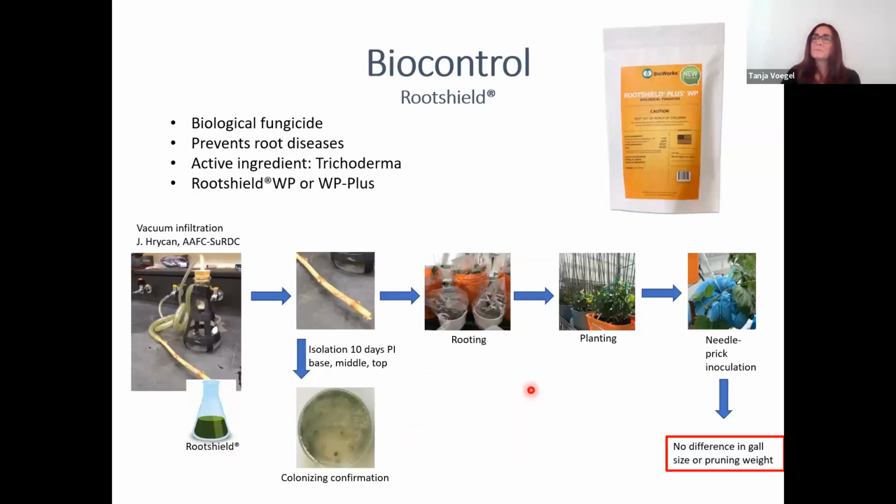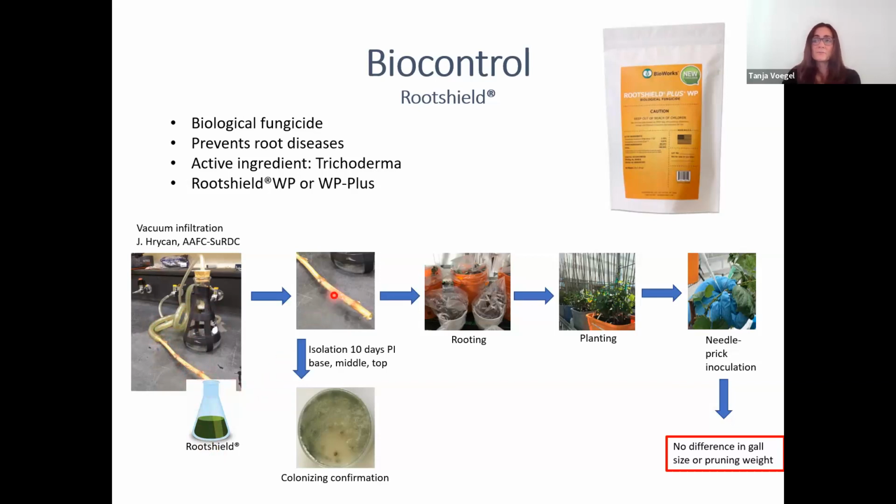But then we've seen Trichoderma works on plates, and there already is a product available that has Trichoderma strains as active ingredients. So we wanted to try out if this product, because it's already available, has an effect on crown gall. We did that by vacuum infiltration, and Jared helped us a lot with this method. So we used canes, and they were hooked up to this vacuum apparatus, and the canes were dipped into a solution of RootShield. The vacuum was applied, and then the solution was distributed throughout the cane.